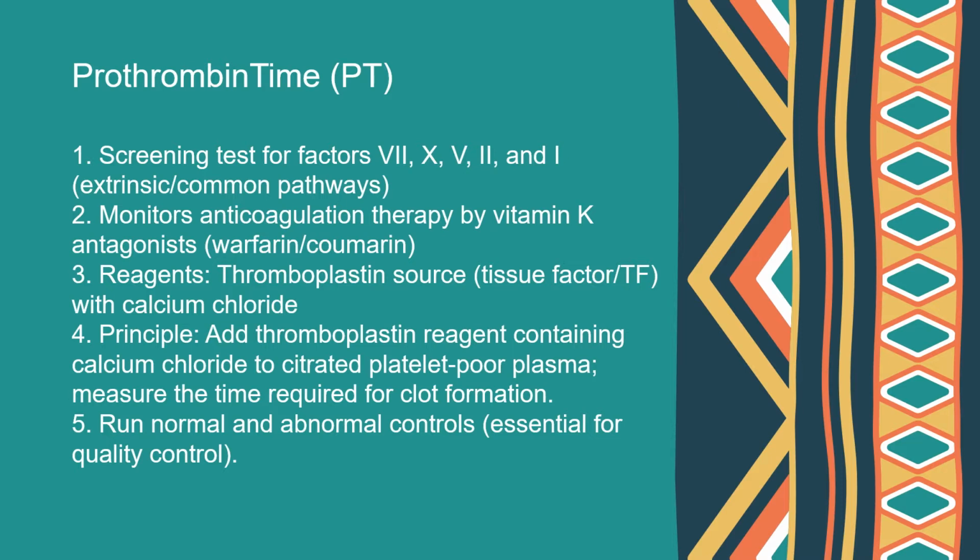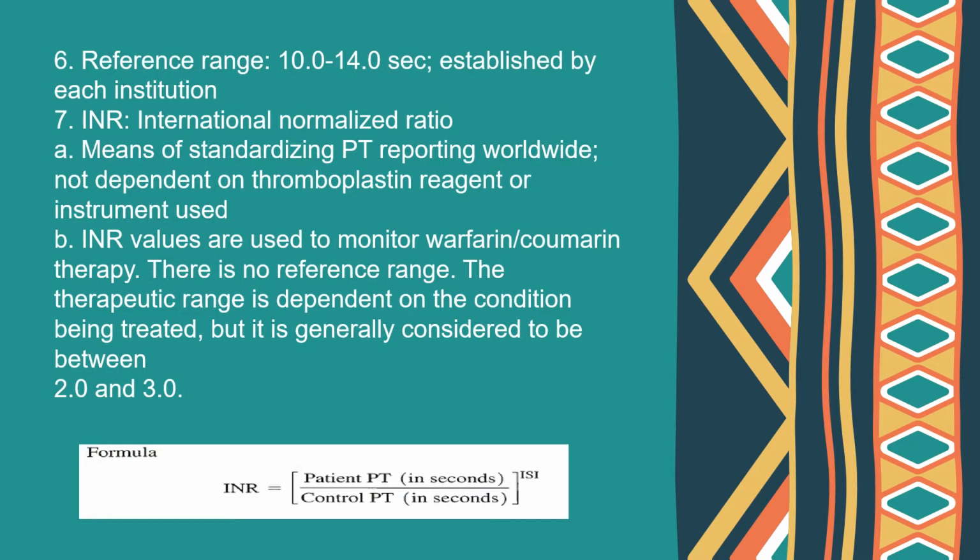Just like for APTT, we have to run normal and abnormal controls to make sure that the result is reliable. The reference range is shorter. It takes only about 10 to 14 seconds normally, but again, each institution can establish their own levels.